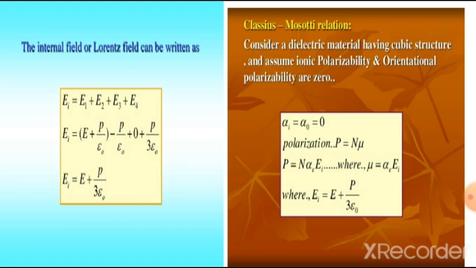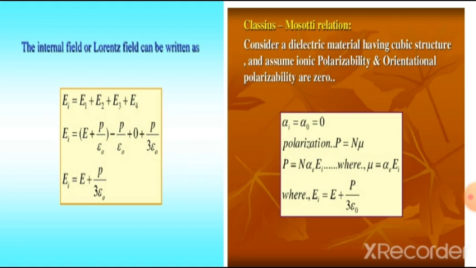The internal field or Lorentz field can be written as E suffix i equals E1 plus E2 plus E3 plus E4. Substitute all the values in the equation. Finally we get E suffix i equals E plus P by 3 epsilon naught.